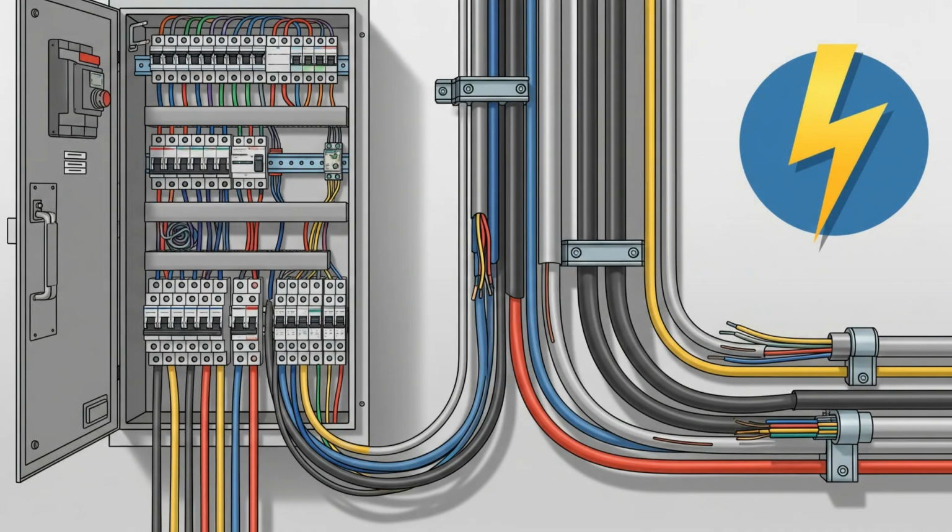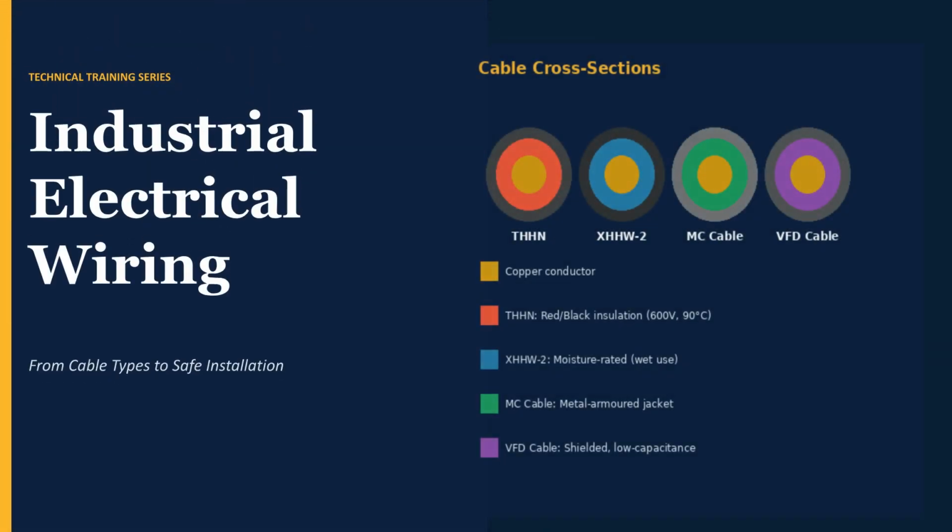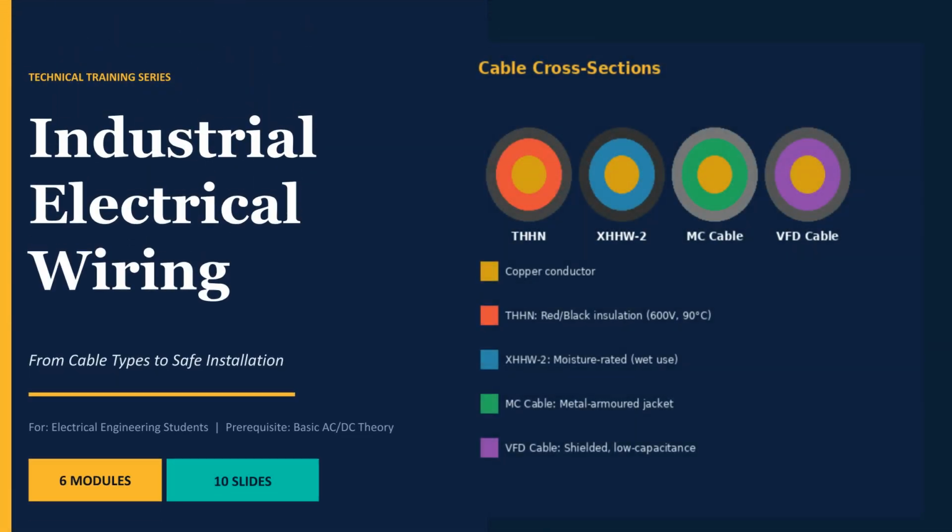Welcome to this video on industrial electrical wiring. We'll be covering everything from selecting the right cable types to ensuring safe installation practices for industrial circuits. This training series covers 6 modules, beginning with cable and conductor types and ending with safety and testing. By the end, you'll be able to read wiring diagrams and install conductors to code.